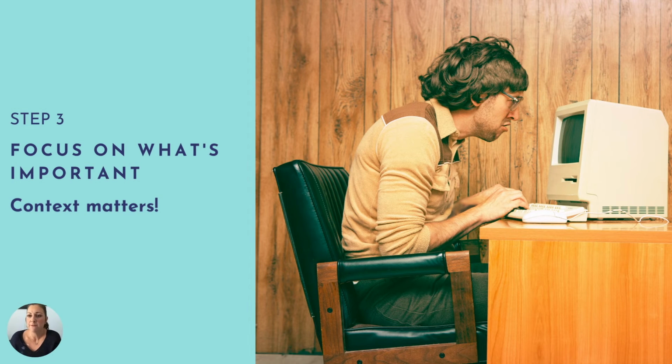Step number 3, focus on what's important because context matters. You want to focus on what the image is conveying to the user given the context. So you may have an image that has many elements in it. Maybe there's a lot of details, it's really complicated. Focus on what's really important for the user to know and take away from having access to this image. You may not have to identify every single small detail in the image, but focus on the important details. That's what you want to include.